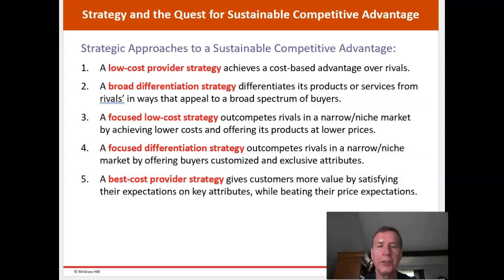So the definitions are there, but a low-cost provider, you could take an approach of a broad differentiation strategy, a focused low-cost strategy, a focused differentiation strategy, or a low-cost provider strategy as well. Okay, the definitions are there and included on the slide and in the readings yourself.